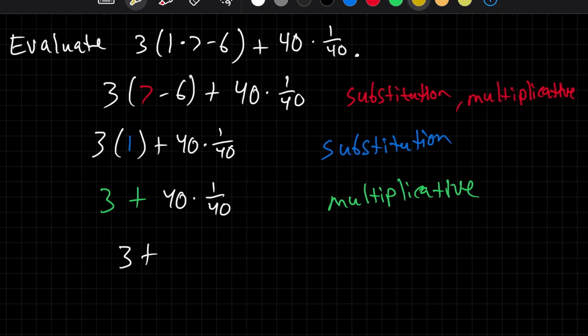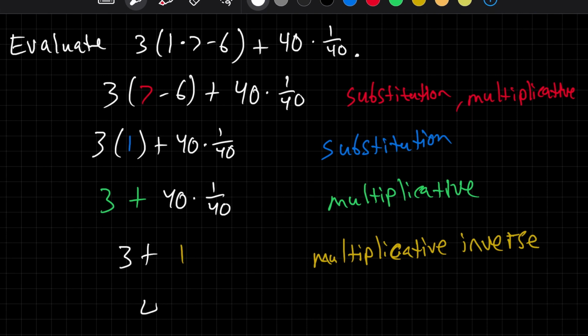All right, so now we got 3 plus 1. What rule did we do here? This is the multiplicative inverse. All right. So then our final answer is 4. And this is using substitution.